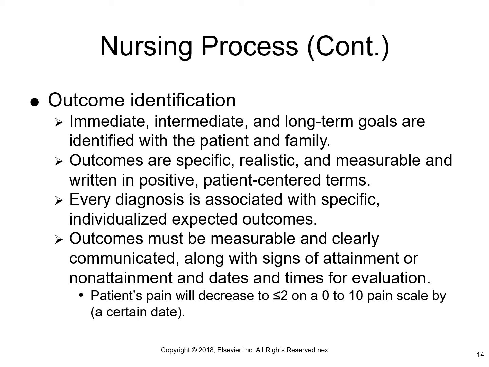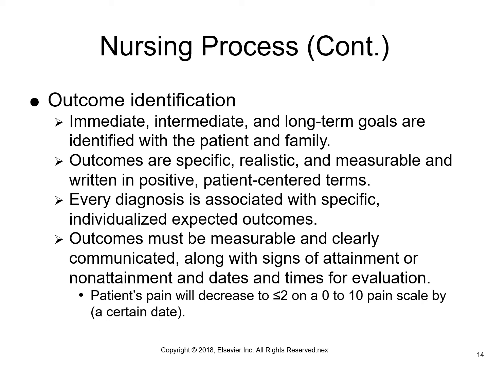Outcome identification: it can be immediate, intermediate, or long-term goals that are identified with the patient and family. Outcomes need to be specific, realistic, measurable, and written in positive, patient-centered terms. Every nursing diagnosis is associated with specific, individualized, expected outcomes. Outcomes must be measurable and clearly communicated, along with signs of attainment or non-attainment, with dates and times for evaluation. An example is: patient's pain will decrease to less than or equal to 2 on a 0 to 10 pain scale by a certain date.